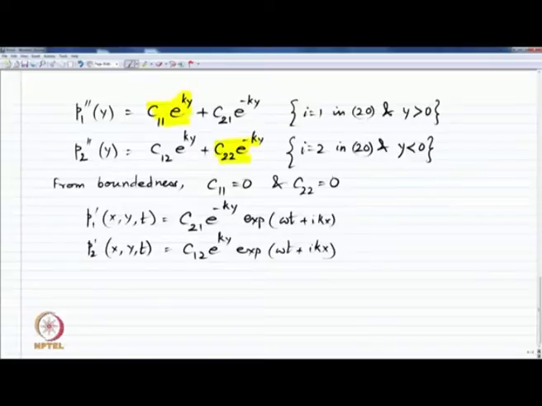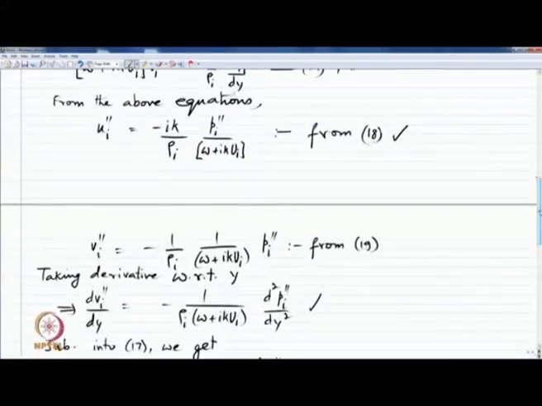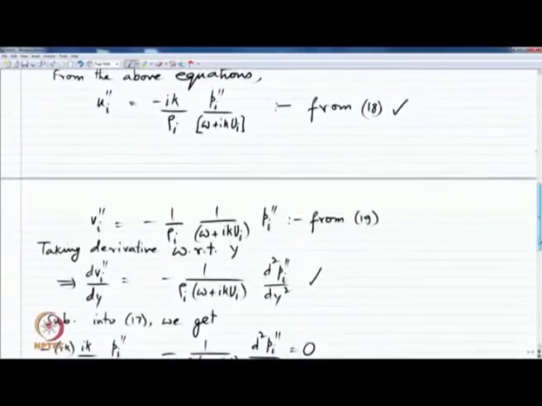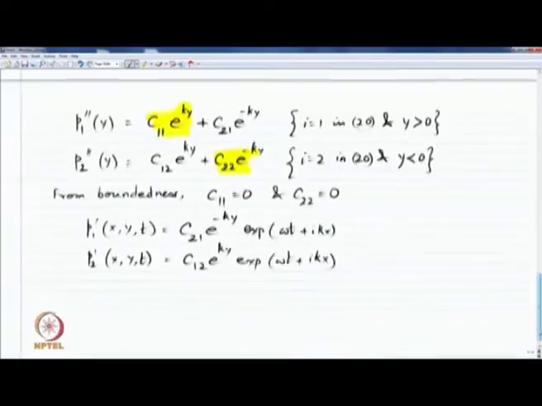From here, now we already have a relationship between ui and pi prime: ui double prime equal to minus ik over rho I times pi double prime divided by omega plus ik ui. So, using that we will be able to write down what ui double prime is supposed to be.